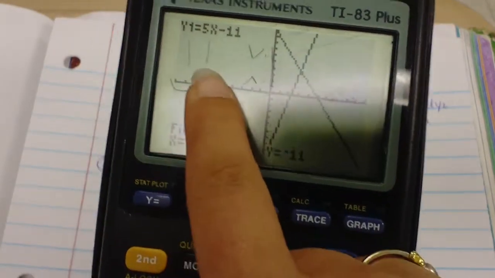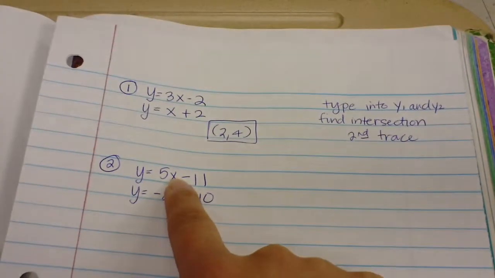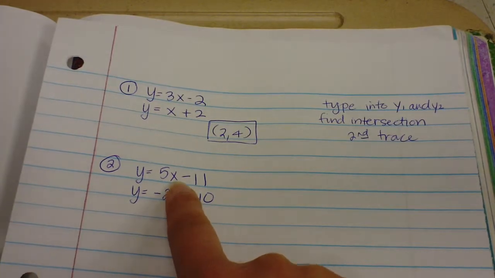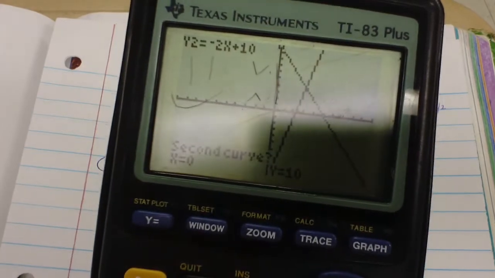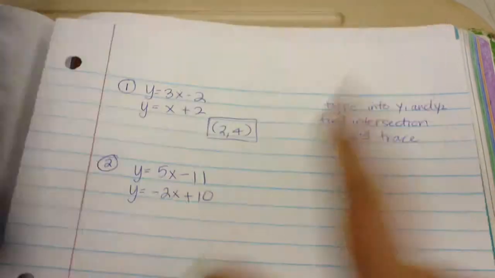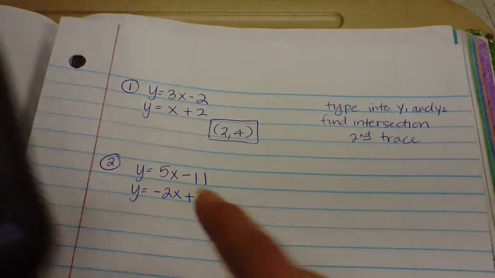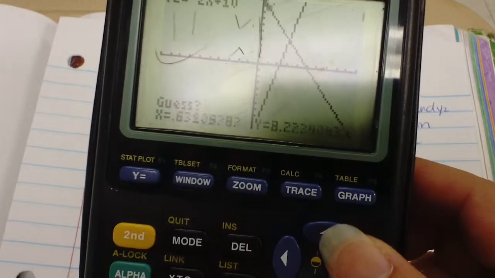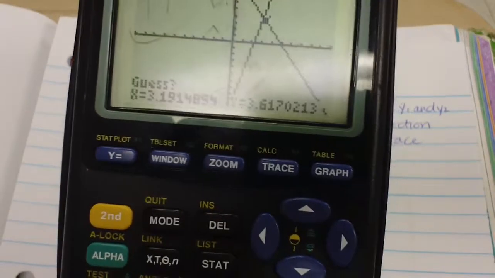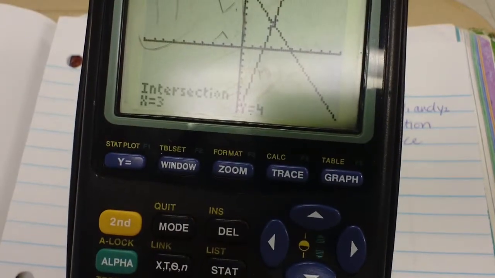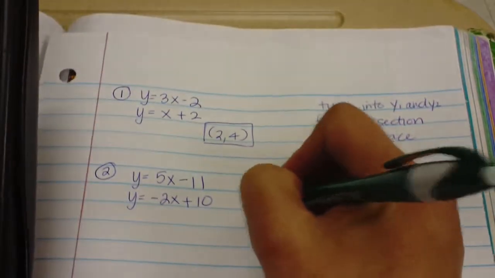The first curve should say 5x minus 11, because that was our first equation. So we're going to press enter. The second curve should say negative 2x plus 10, because that is our second equation. We press enter. Then when it says guess, you are going to arrow over close to the intersection and press enter. And for this problem, you see the numbers at the bottom, x is 3 and y is 4, so our answer is 3, 4.